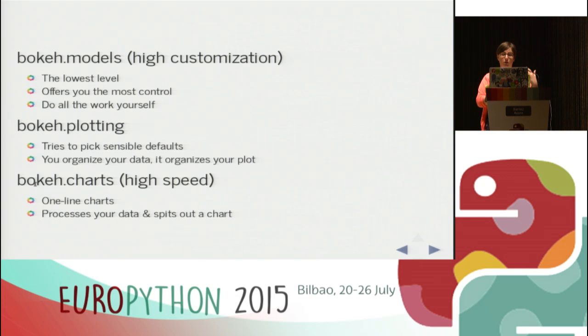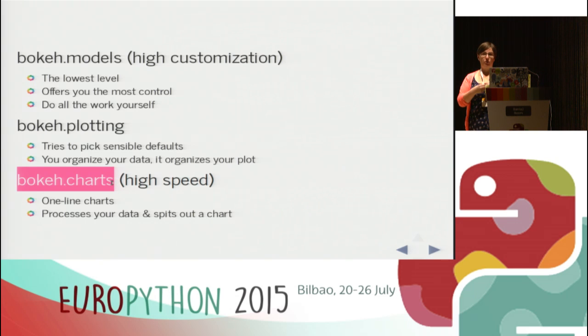On the complete opposite end, you have bokeh.charts. These are one-line functions that let you spit out a bar chart, a line chart, a horizon chart. It just takes your DataFrame and gives you something awesome. So it's very, very quick to use, but it does all the magic for you.